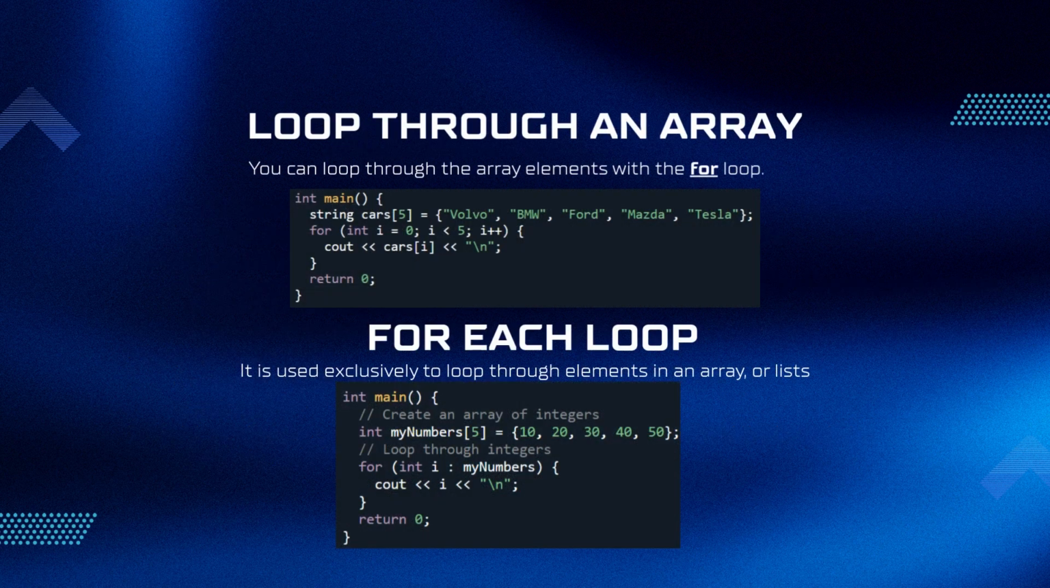You can loop through an array using a for loop or a for each loop. Here's an example for each case to show you how to use them and how they are different from each other. The main difference is that you can use for each loop without knowing the size of the array.